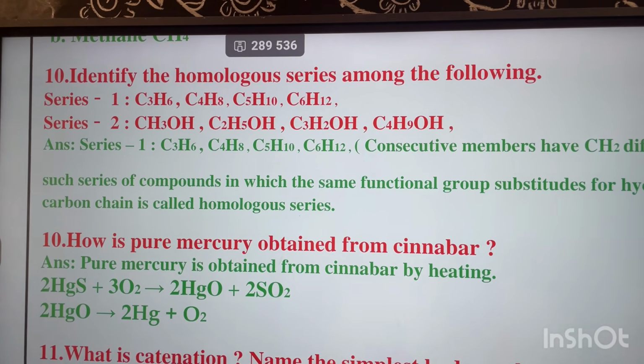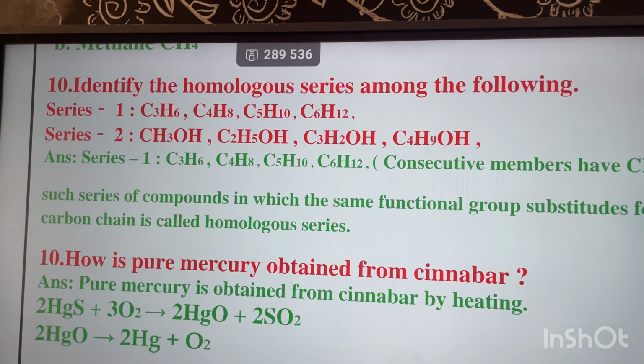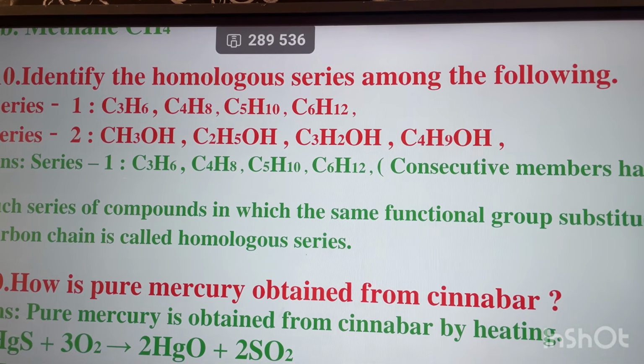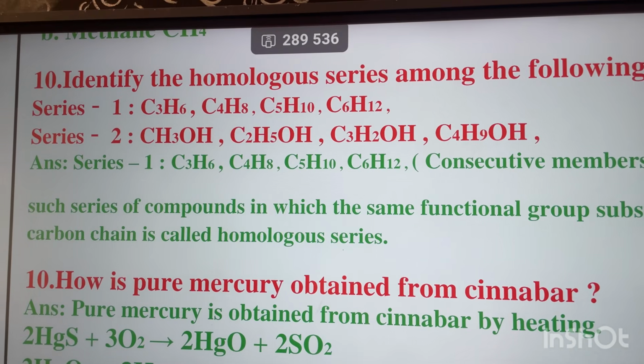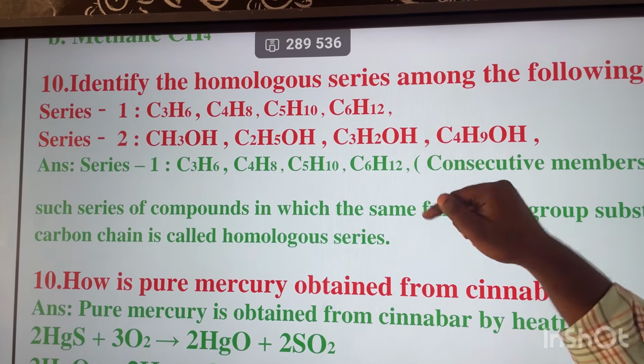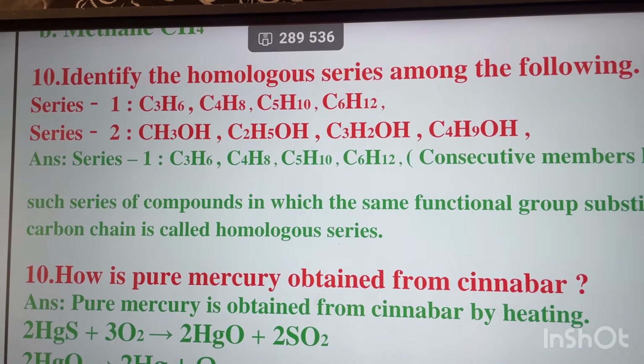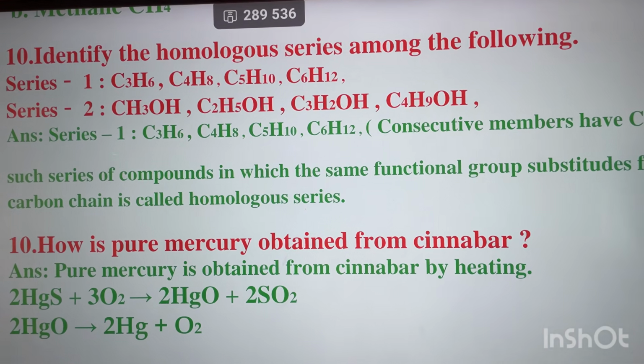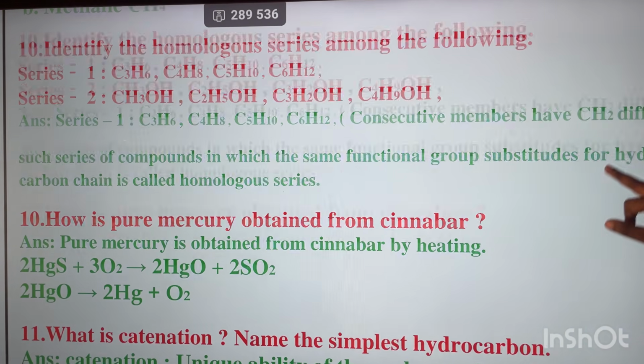Next question. Identify the homologous series among the following. Observe, this is homologous series. First series is a homologous series because of the same functional group. Substituting a CH2 forms C3H6, C4H8, C5H10, C6H12. These are the constituent members with CH2 differences.